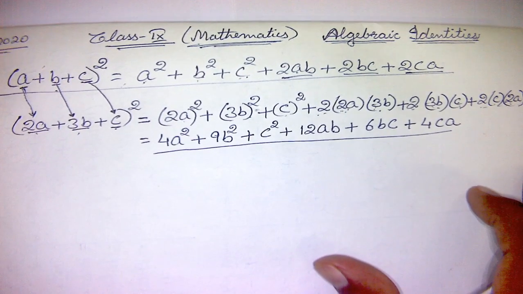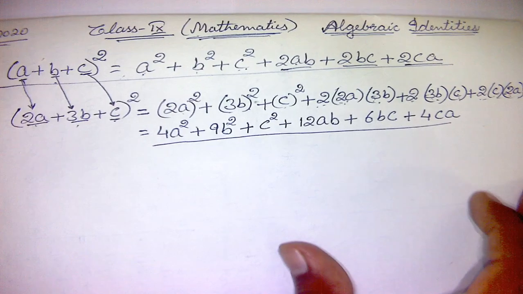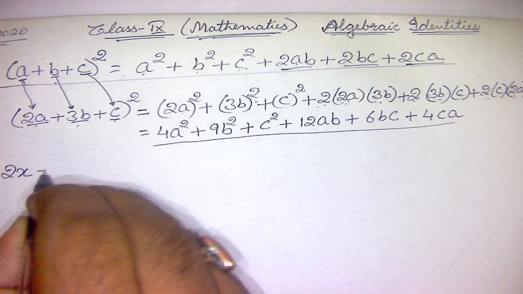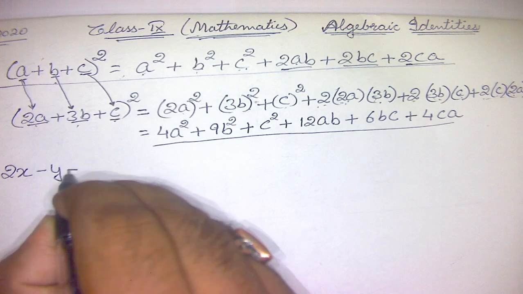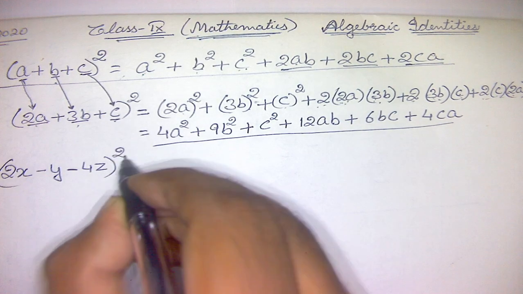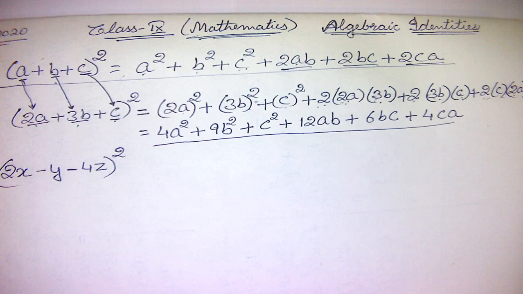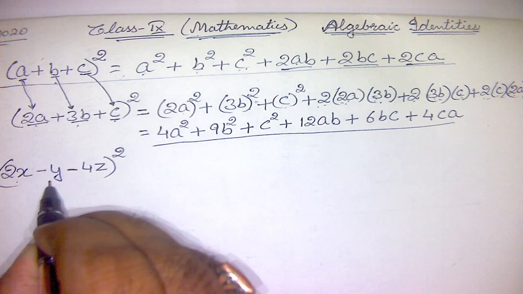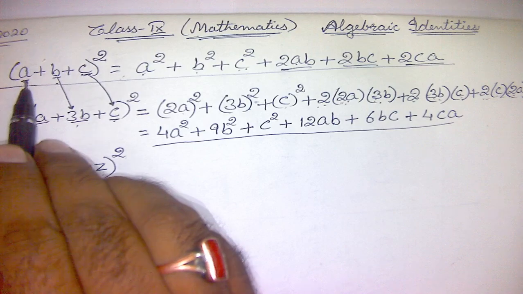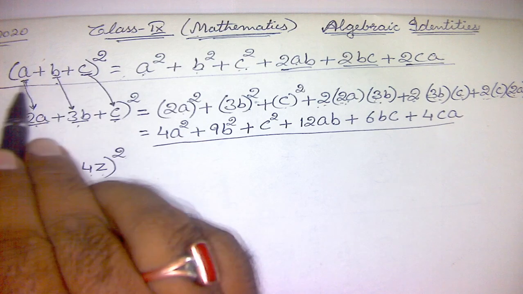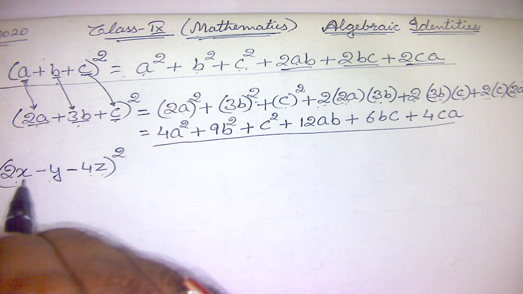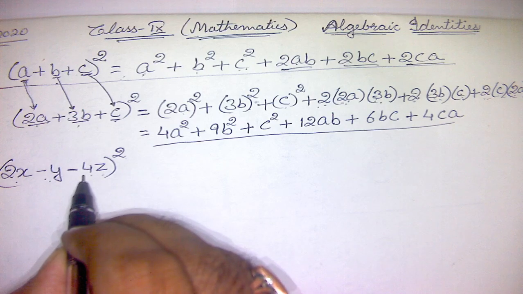Let's have one more example. It will be more clear to you. Suppose you are given (2x minus y minus 4z) whole squared. Now here, when you have it in this form, 2x minus y minus 4z whole squared, if you compare this form with the left hand side of the identity, the identity has plus sign in between, whereas this question which is given to you has minus sign here.